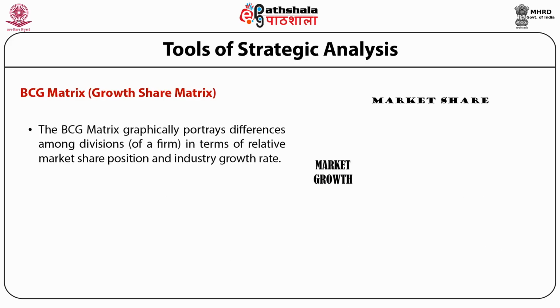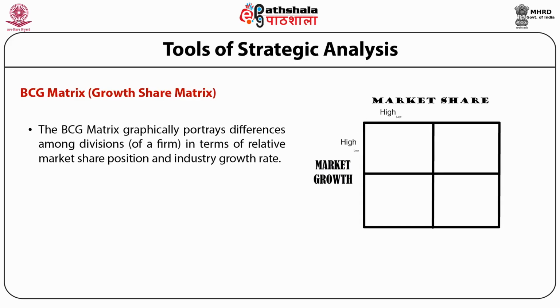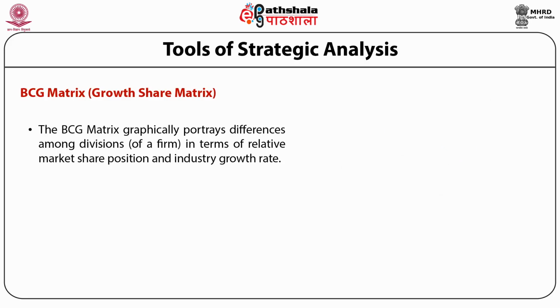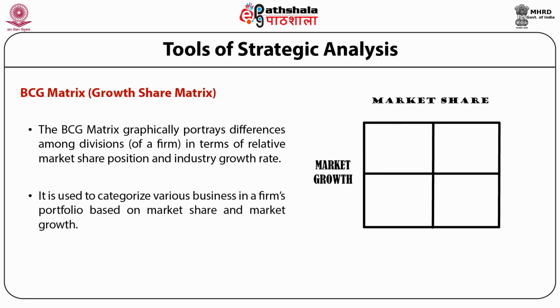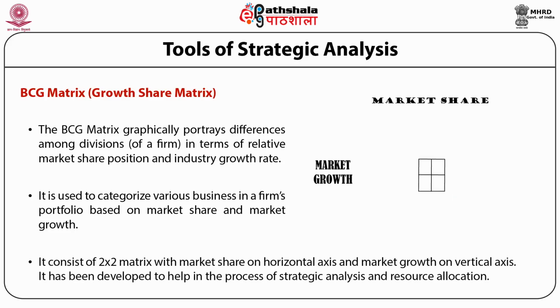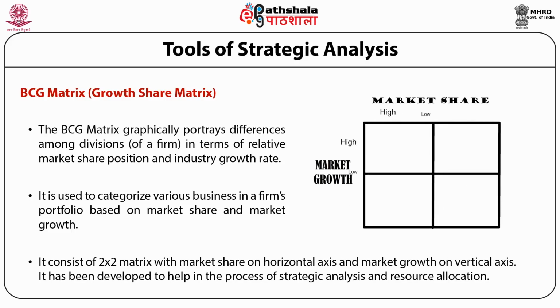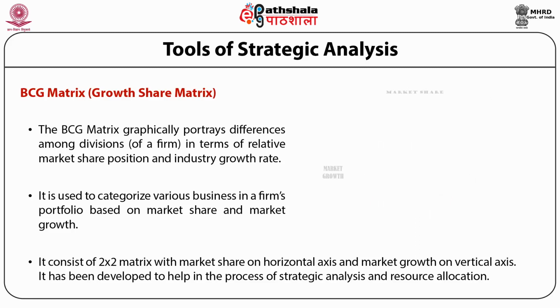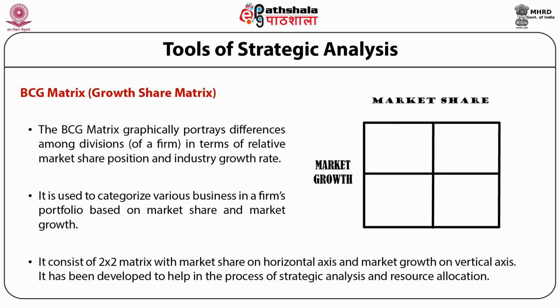The BCG matrix graphically portrays differences among divisions of a firm in terms of relative market share position and industry growth rate. It is used to categorize various businesses in a firm's portfolio based on market share and market growth. A BCG matrix consists of a 2 by 2 matrix with market share on the horizontal axis and market growth on the vertical axis. It has been developed to help in the process of strategic analysis and resource allocation.